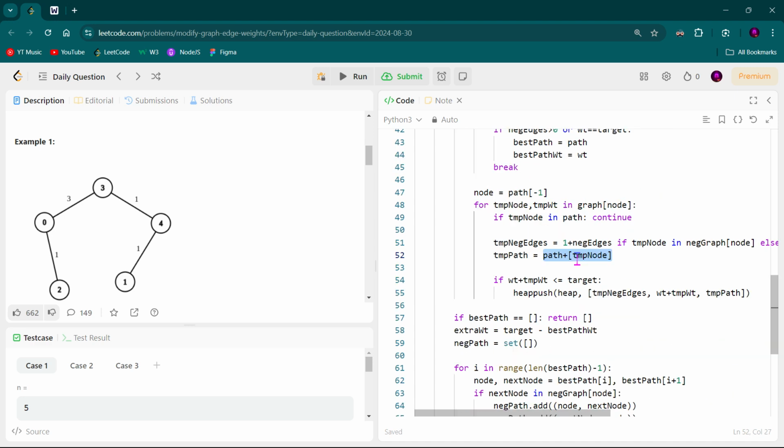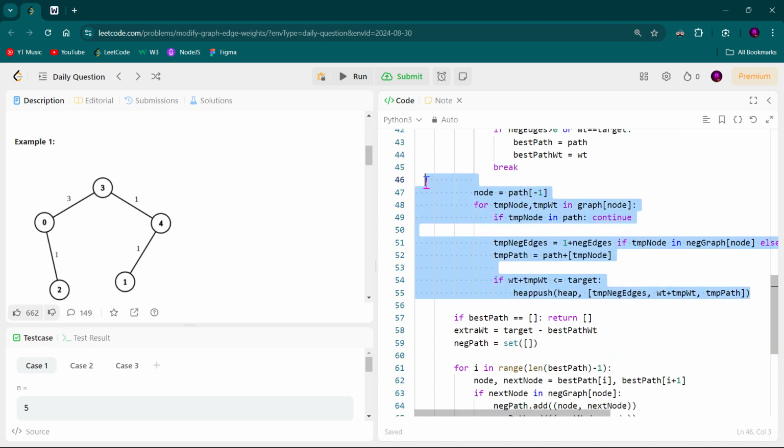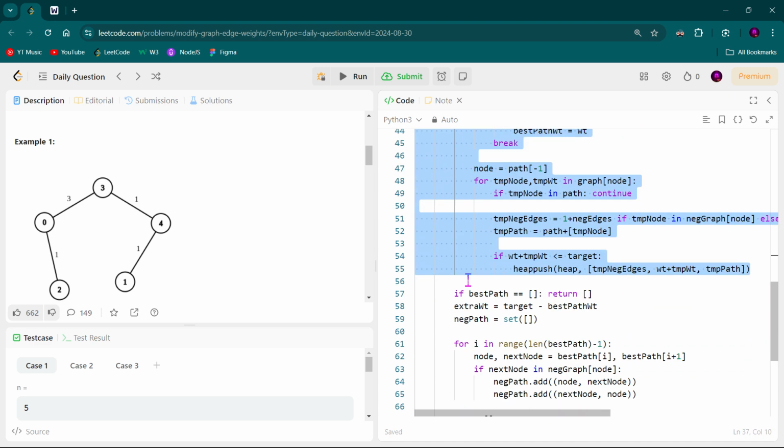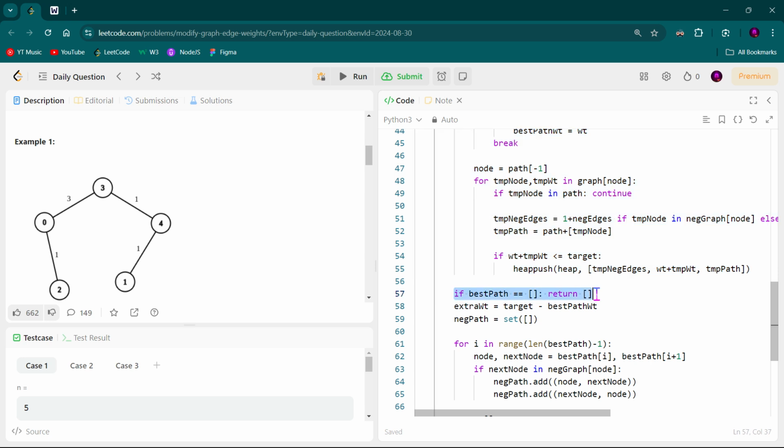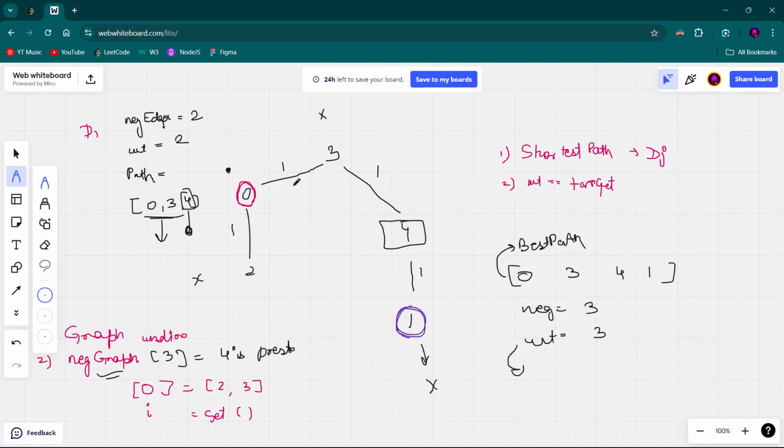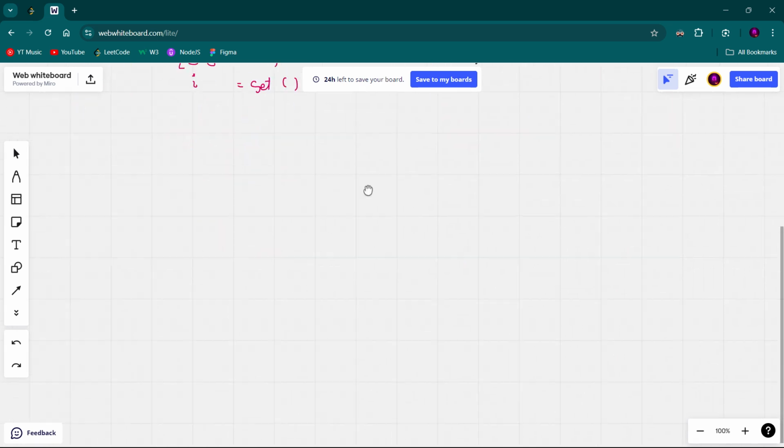Understood? Now, after this heap, there are two conditions. Either we will get the best path or not. If the best path is null, then we simply return null. Okay. Now, the main concept lies here. This was just the basics.